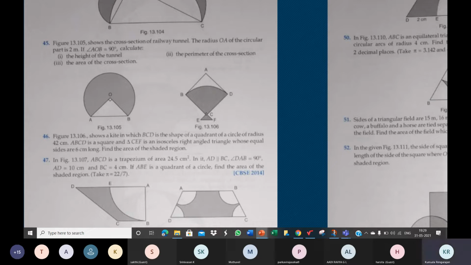Yes, you should have finished by now. What's the length of the line segment AB, children? It's 2 root 2, ma'am. AB is 2 root 2 meters.